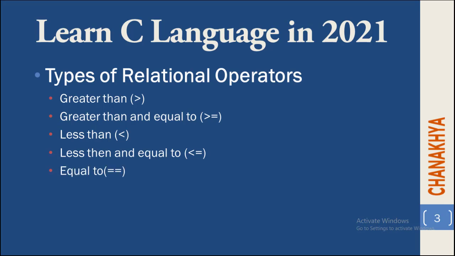The equal to operator returns true only when the values on the left hand side and the right hand side are the same, otherwise it returns false. And the not equal to operator means when the value on the left hand side is not equal to the value on the right hand side of the operator, then it will return true, otherwise it will return false. This is just the opposite of the equal to operator.